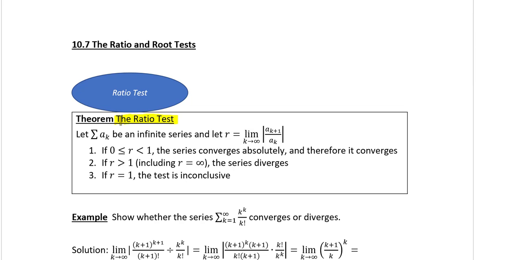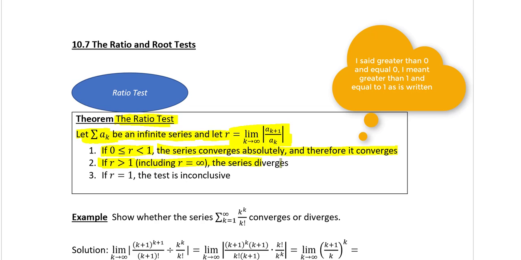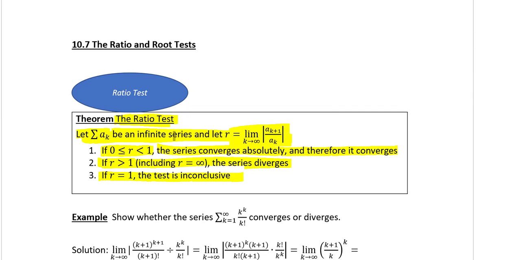So the ratio test. With the current edition of the book that we have, it says let sum a sub k be an infinite series and let R be limit as k is approaching infinity of absolute value of a sub k plus 1 over a sub k, and if R is between 0 and 1, the series converges absolutely, therefore it converges. If R is greater than 1, it diverges, and if R equals 1, the test is inconclusive. So again, pause this, read it again, and let's go and look at the previous video that I made to see what's the difference between these two.